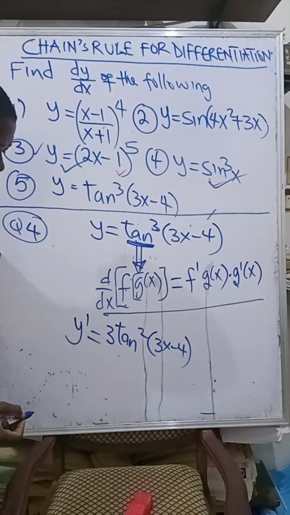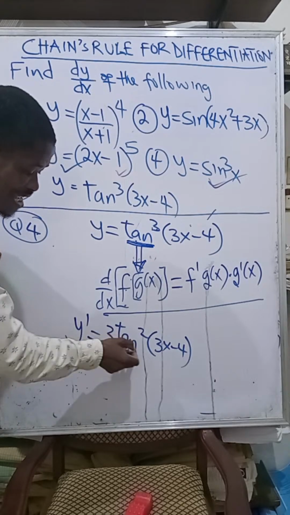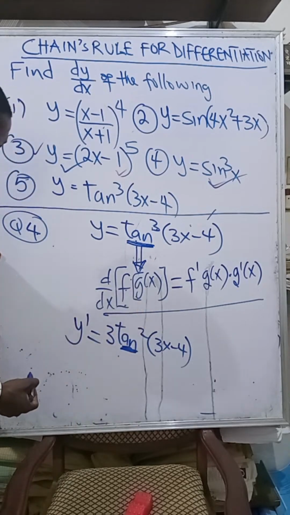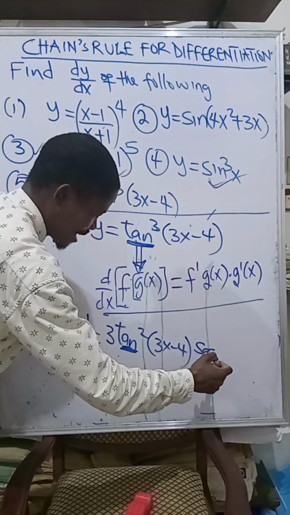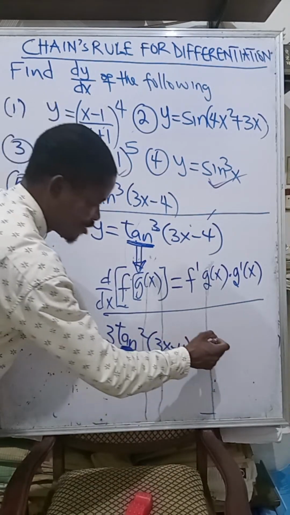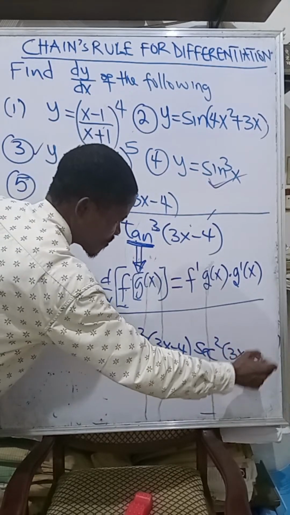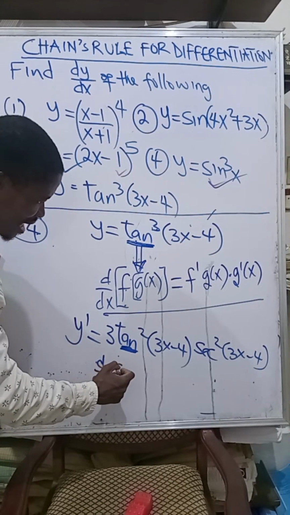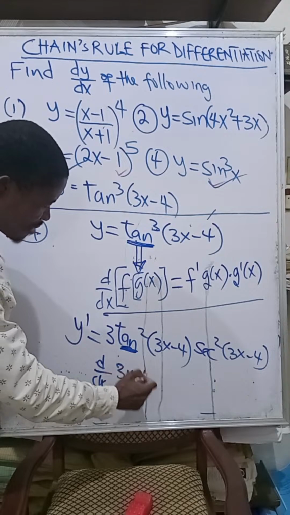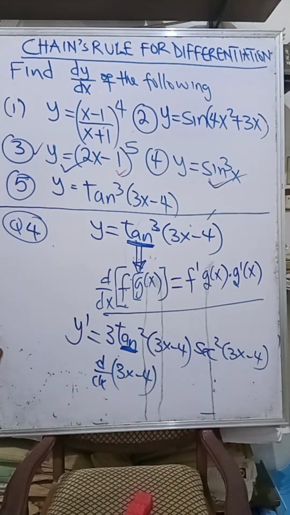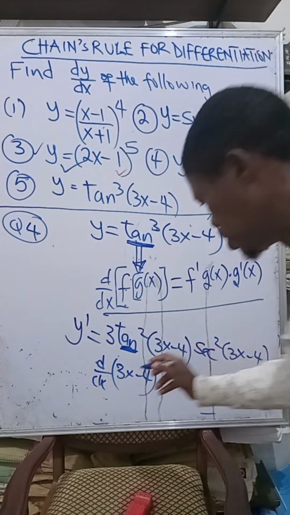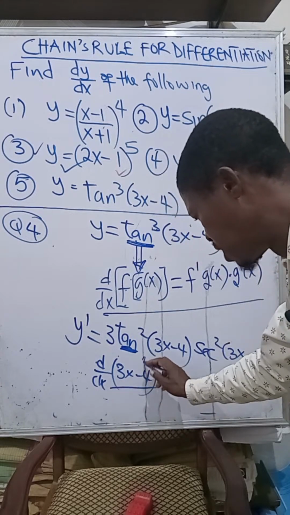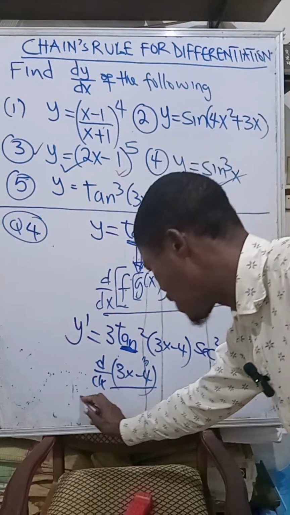So we've done that. And don't forget, we are going to differentiate the base, and that'll be what? If we differentiate tan, that'll be sec squared of the function, and then finally times the derivative of the composite function, which is 3x minus 4. If you differentiate this one, it's going to give us 3. So that'll be 3 times 3, that's 9.